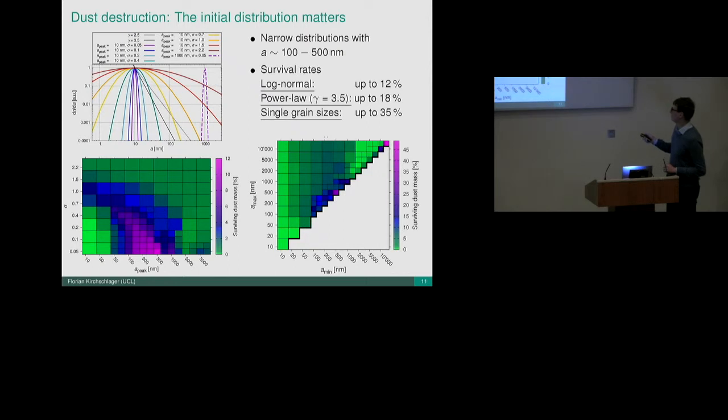What you can see is, again, that in this region we have the most promising survival rates, that dust grains with this size can survive the worst shock. On the diagonal of this plot is the single dust grain size distribution. This means that in the code, there is only one single dust grain size at the beginning. And this gives us the most promising values, so there are dust survival rates up to 35%.